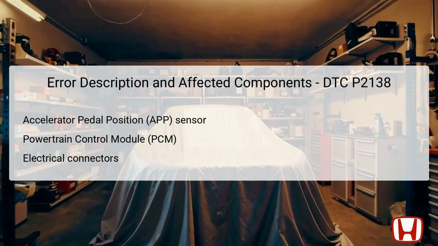If the readings from both sensors do not align or correlate, the PCM triggers the P2138 code. This issue can stem from either a faulty sensor or connectivity problems within the wiring or connectors, necessitating a thorough check during the troubleshooting process. Several factors can lead to the activation of DTC P2138.